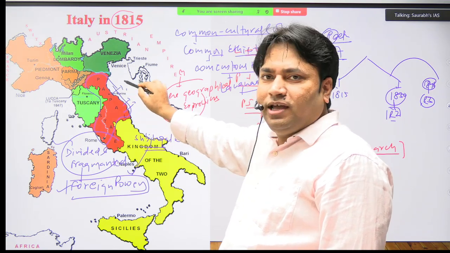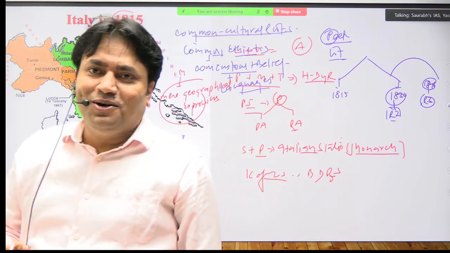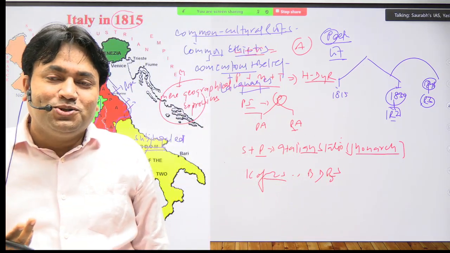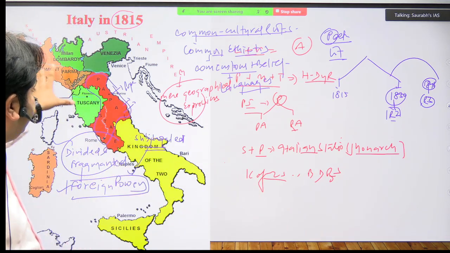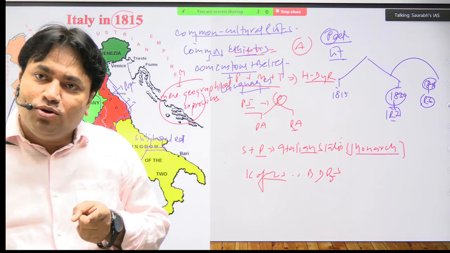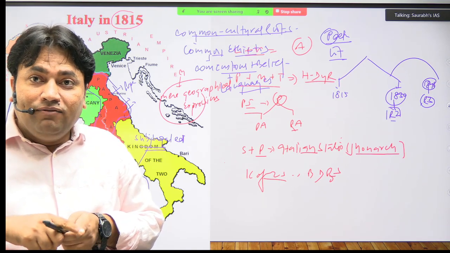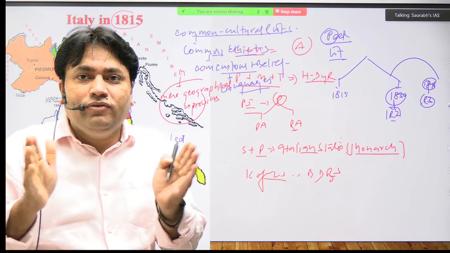Pope. And Pope was the religious head of the Catholics. So if you want to unify this entire territory into a single nation, you will have to unify Papal states also. You will have to control Papal states also. And when you try to annex Papal states, only then will the unification be complete.